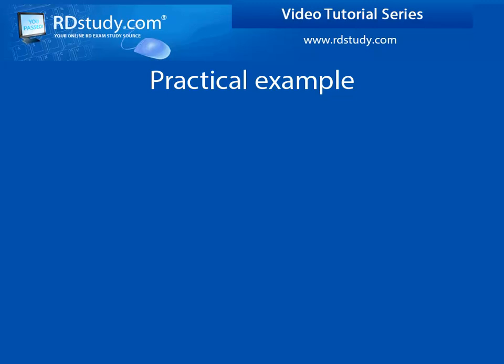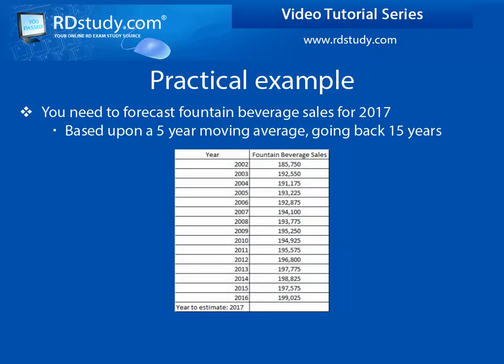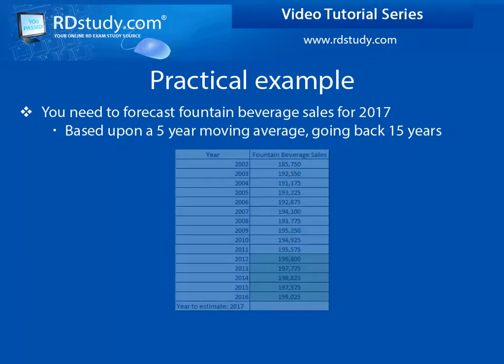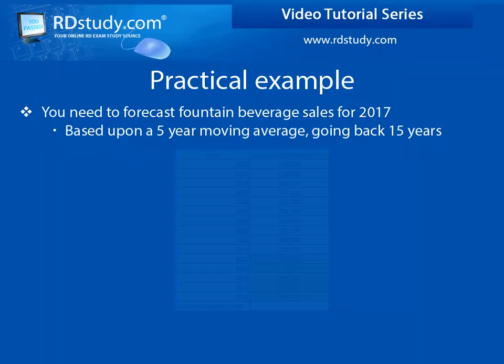Using a practical example will help. You are trying to determine next year's fountain beverage sales using the following data, based upon a 5-year running average. You do not need all the data presented to solve this, as you are not trying to plot the data, you are just trying to forecast a value for the next year. Only the values from the last 5 years are needed to forecast the next year. If you were using a 3-year moving average, you would only need the last 3 years, and so on.